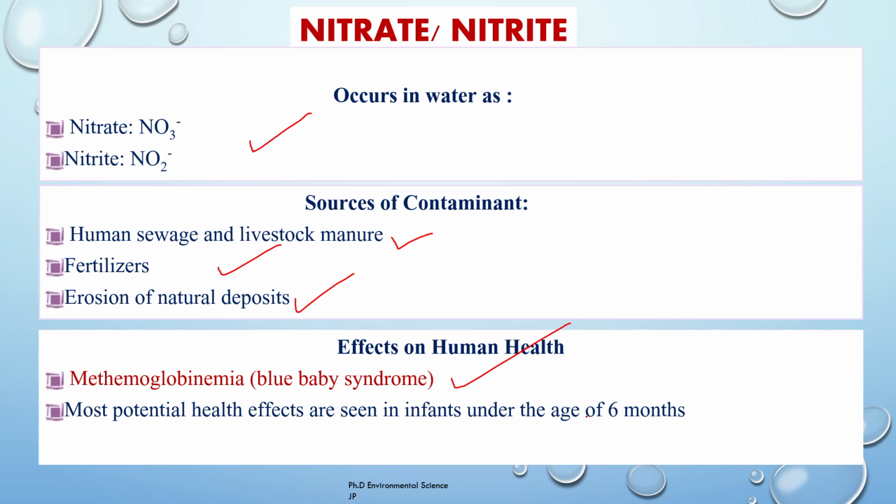Symptoms include a bluish color of the skin, particularly around the mouth, hands, and feet, and it can lead to serious health issues such as difficulty in breathing, lethargy, and in severe cases, death if it is not treated properly. Then infants are particularly vulnerable to nitrate and nitrite contamination because their digestive systems are not fully developed, which makes them more efficient at converting nitrate to nitrite. The reduced oxygen carrying capacity of the blood in infants can result in oxygen deprivation to vital organs and tissues, posing significant health risks to infants.